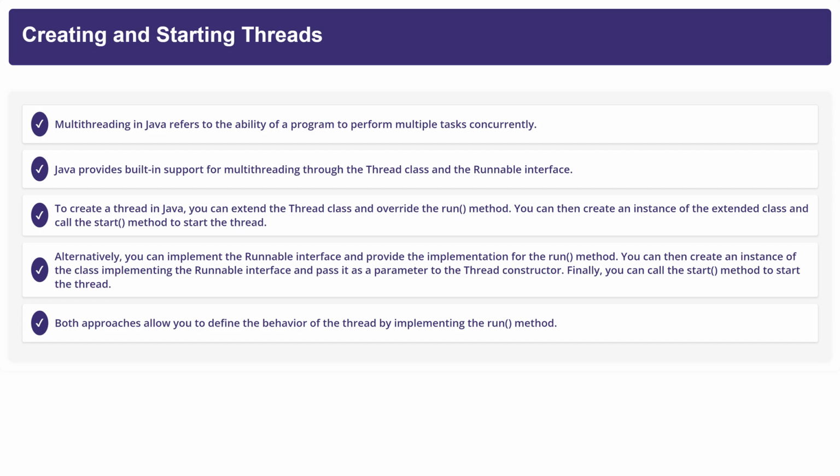Alternatively, you can implement the Runnable interface and provide the implementation for the run method. Then, create an instance of the class implementing the Runnable interface and pass it as a parameter to the Thread constructor. Finally, call the start method to start the thread. Both approaches allow you to define the behavior of the thread by implementing the run method.